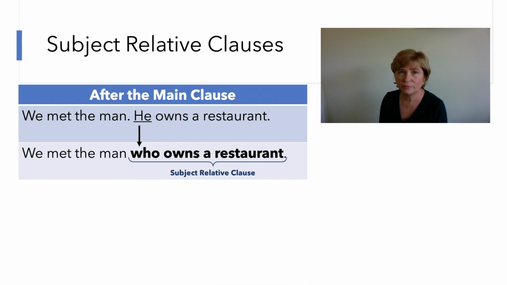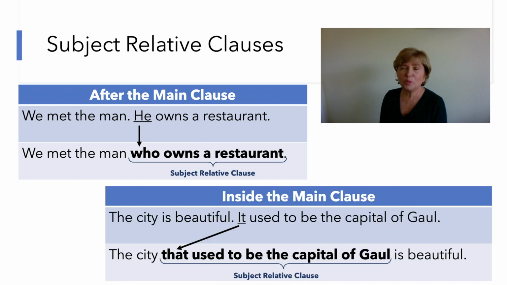Let's look at another one. The city was beautiful. It used to be the capital of Gaul. How can we put these two sentences together to make one sentence? Well, we're talking about the city. Actually, we're talking about Lyon. But we're also talking about the fact that Lyon, or the city, used to be the capital of Gaul. When we put these clauses together, we can say the city that used to be the capital of Gaul is beautiful. The city is the subject of the first clause, and it is the subject of the second clause. So that is what we use to replace it. Got it? Maybe some grammar rules will help make this clear.